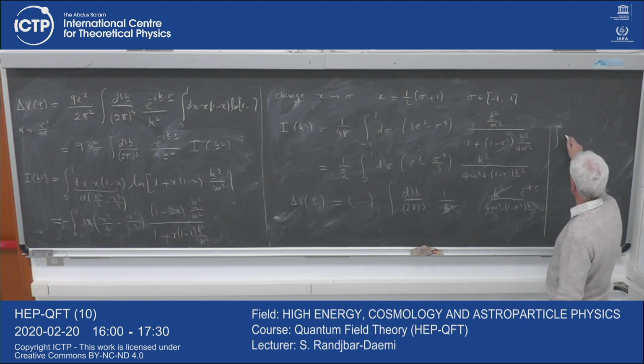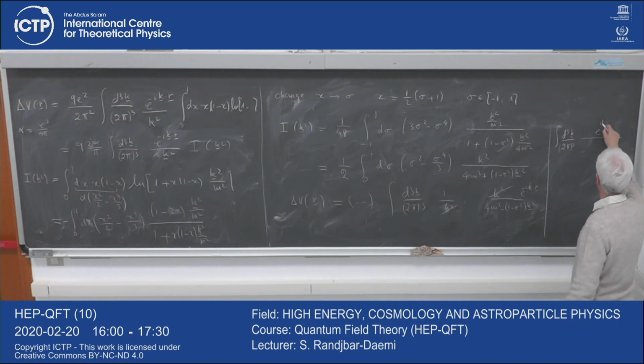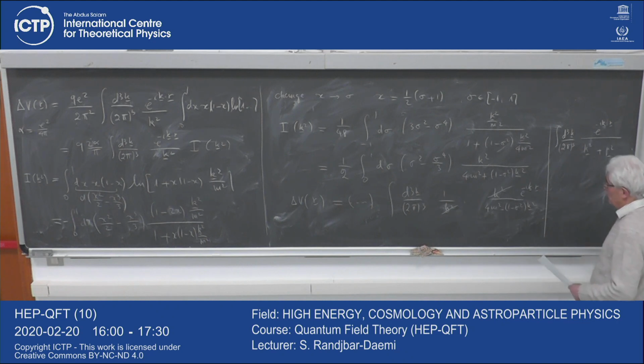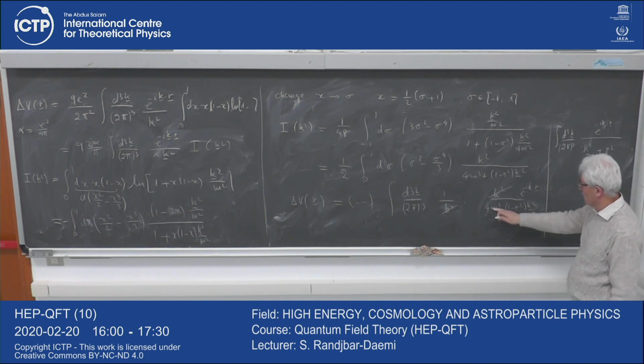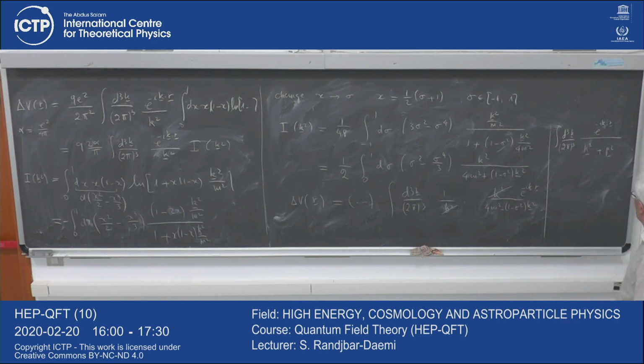So you have an integral of the form d^3k over (2 pi)^3, exponential of i k dot R, over k squared plus mu squared. The mu squared is 4m squared divided by 1 minus sigma squared. Okay? And you know how to evaluate this integral.